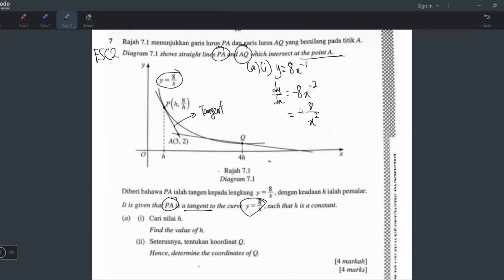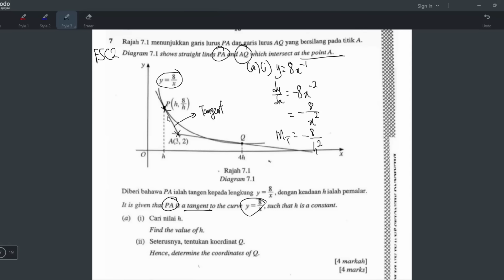But this is what we call the gradient curve. To find the gradient tangent, you have to sub the x coordinate of the point P, because point P is the tangent point, right? So definitely you sub with the x here. So negative 8 over h square, that's the gradient tangent. Okay, but you can also find the gradient tangent by using the point A and point P coordinates.